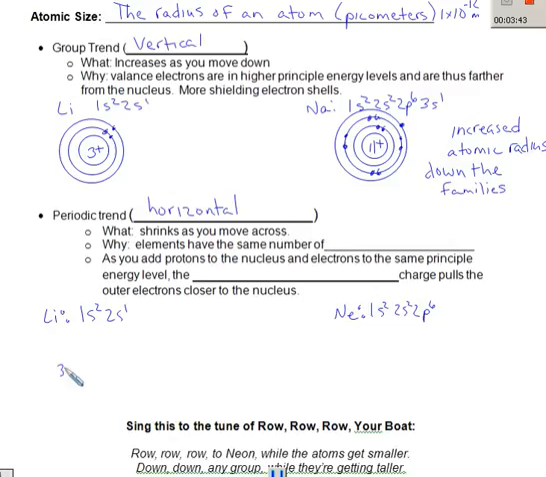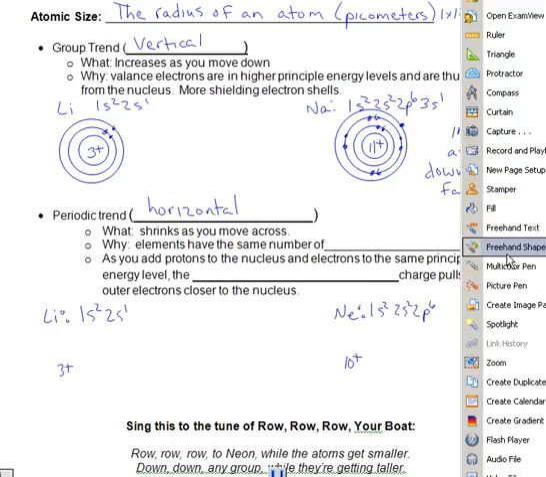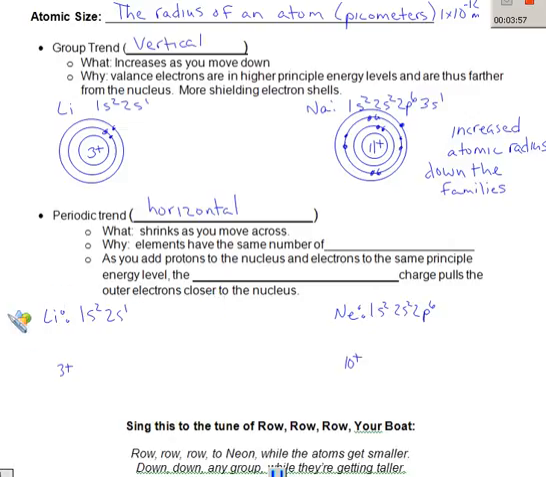We're going to have 3 protons in the nucleus of lithium. We're going to have 10 protons in the nucleus of neon. And let's go ahead and draw the Bohr models for these. So we'll draw the nucleus for each. And we're going to draw the first principal energy level around lithium. Now, that's the first principal energy level.